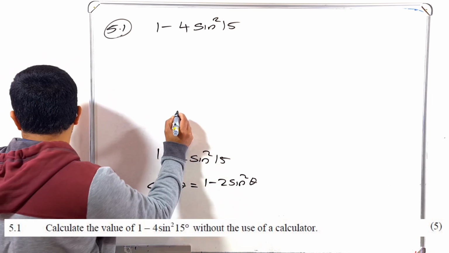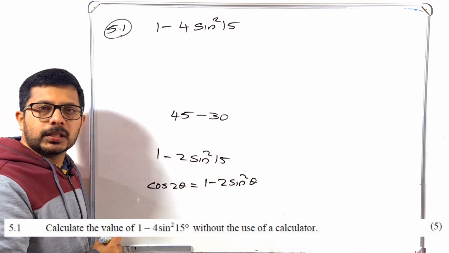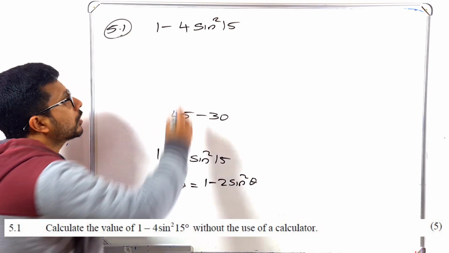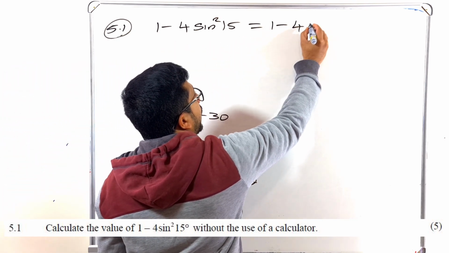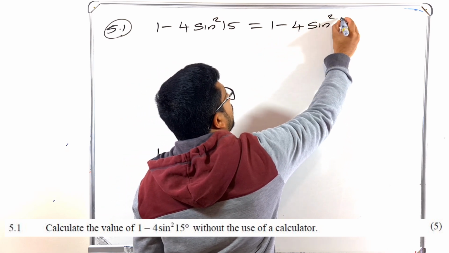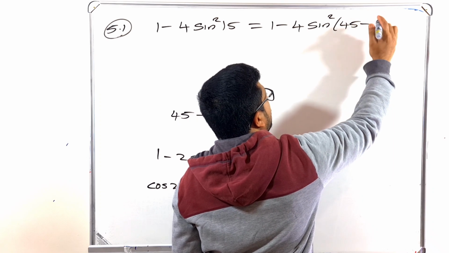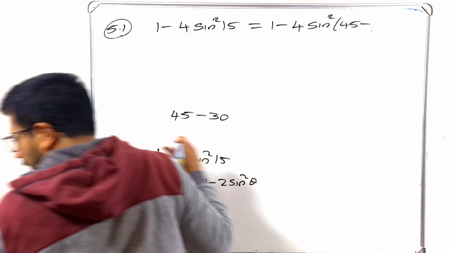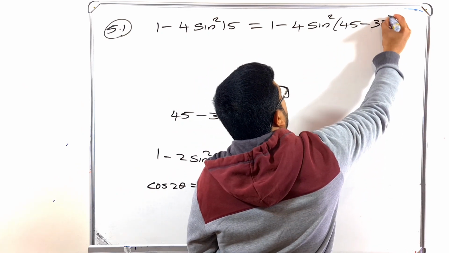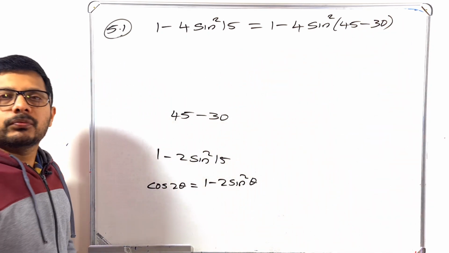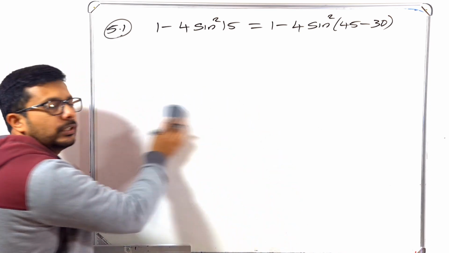This is 45 minus 30. What is 45 minus 30? It is 15. So here this 1 minus 4 sine square 15, I am going to write it like this: 1 minus 4 sine square of 45 minus 30. Am I right? 45 minus 30 is 15. So 45 minus 30. Leave that square there.